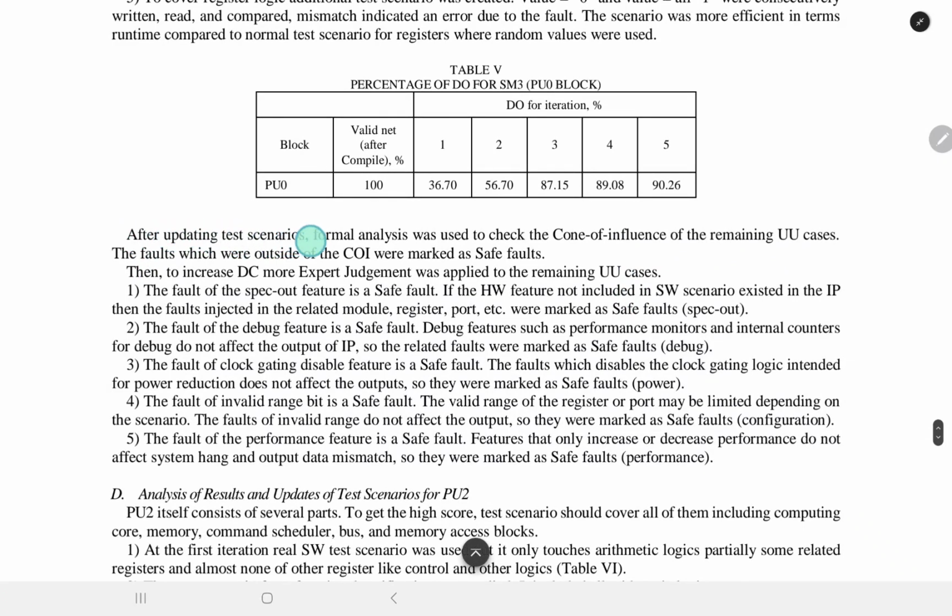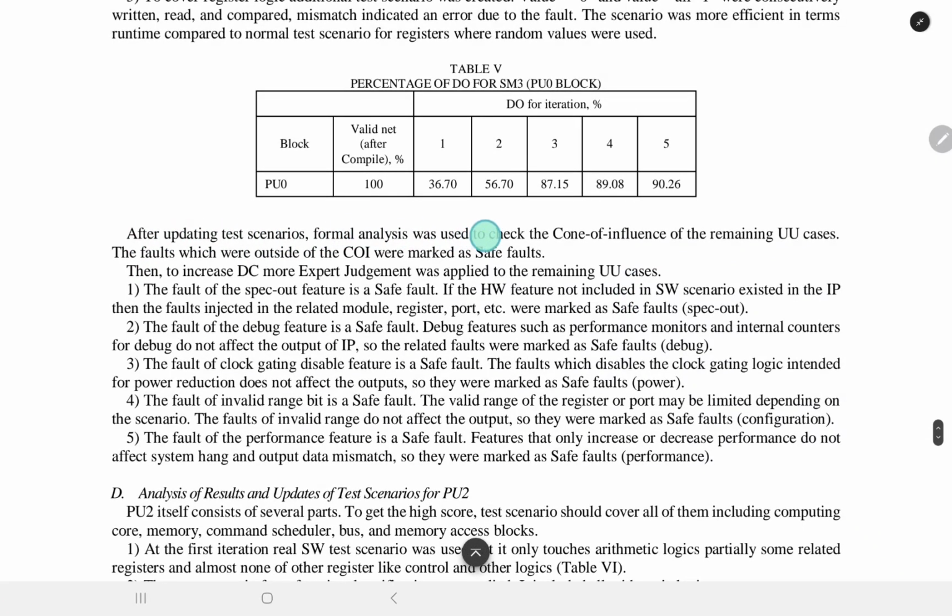After updating test scenarios, formal analysis was used to check the cone of influence (COI) of the remaining UU cases. The faults outside of the COI were marked as safe faults. Then, to increase the diagnostic coverage (DC), more expert judgment was applied to the remaining UU cases.